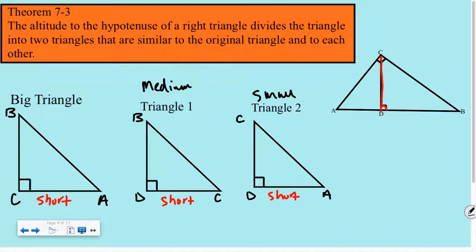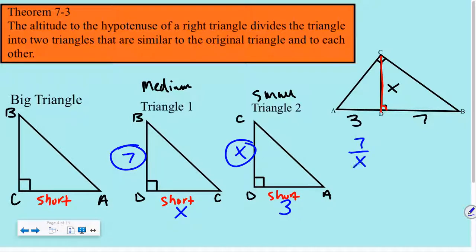So if I were to label my triangle like this, I can take 3, x, and 7 and put them down here. AD is 3, CD is x, and BD is 7. And then we'd be able to set up a proportion. 7 in the medium triangle is to x in the small triangle, as x in the medium triangle is to 3 in the small triangle. And then you would cross multiply and solve from there.